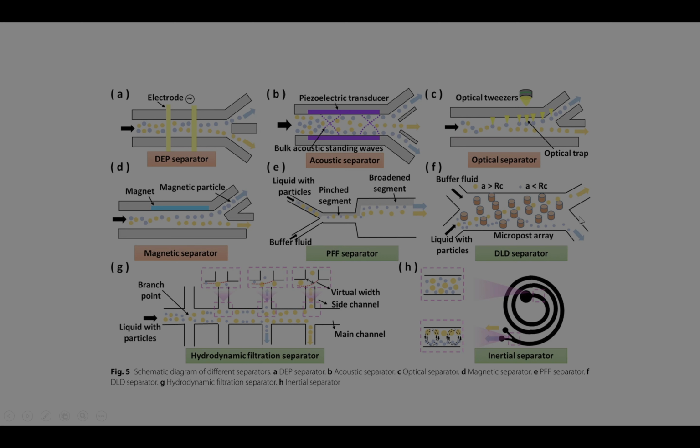Another one is the TLD separator, where the buffer and the liquid with particles will separate according to the flow of the channels. Then the hydrodynamic filtration separator, where the liquid particles will go with a branch point, and based on the hydrodynamic affinity, it will separate accordingly.